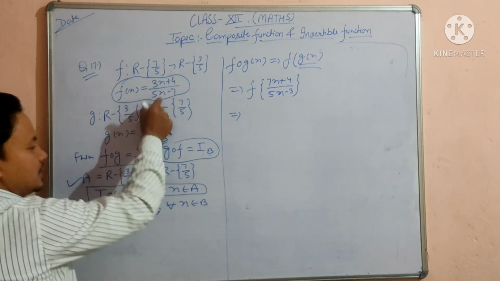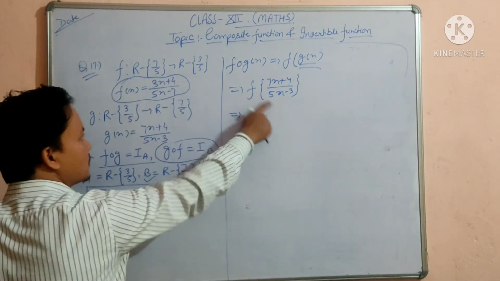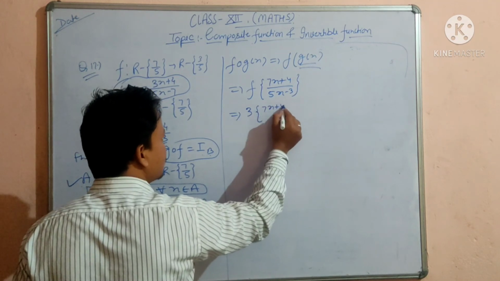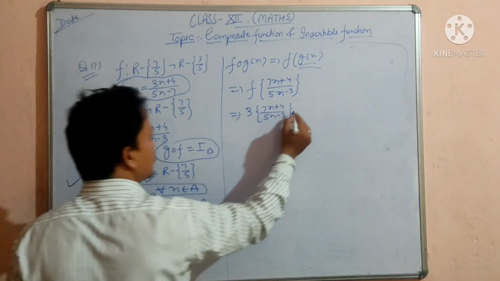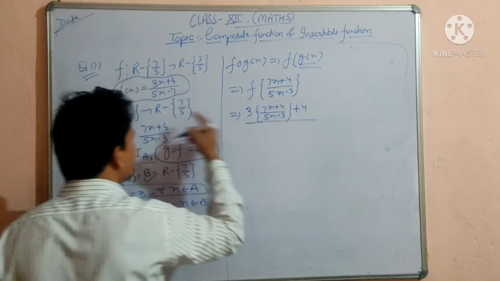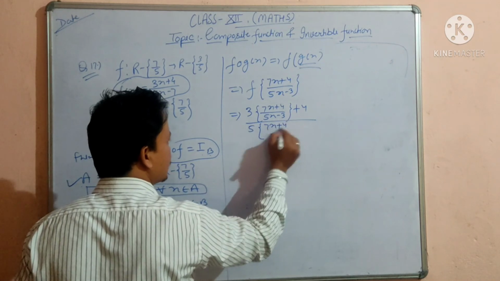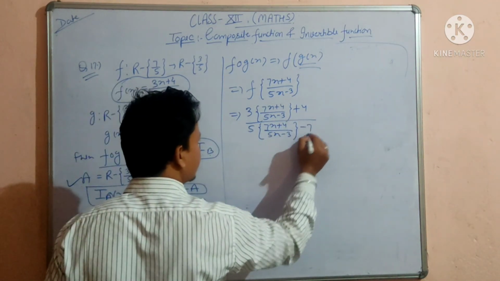So if the value of f(x) is this, then how much will f of this amount be? Replace the x here by this amount. So this will be 3 times x, meaning 3 times (7x + 4)/(5x − 3), plus 4, divided by 5 times what is x? (7x + 4)/(5x − 3), minus 7.